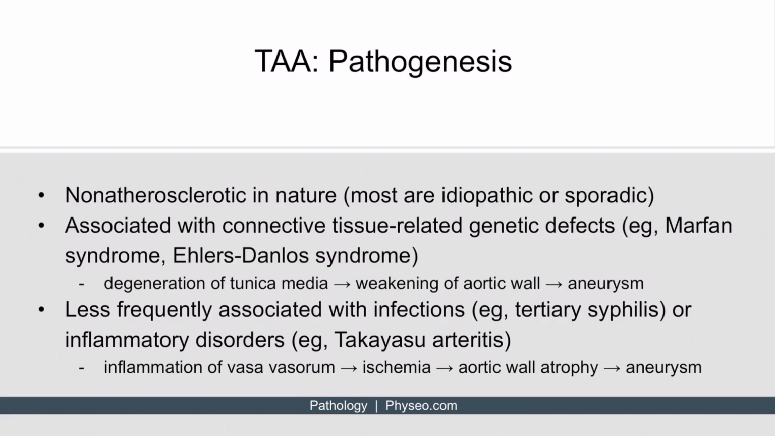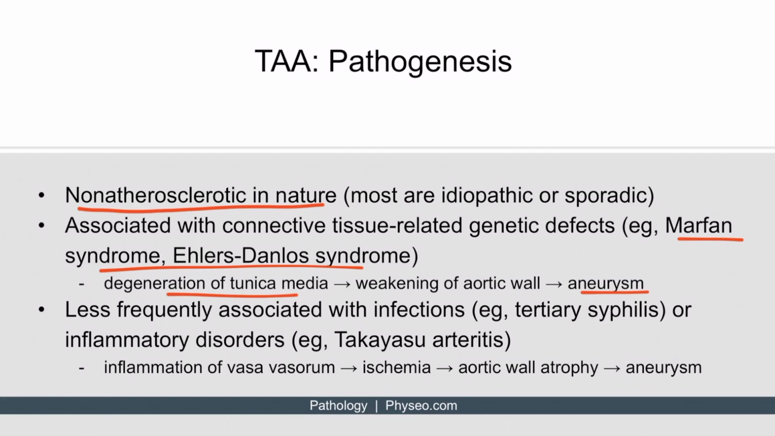All right, now let's discuss thoracic aortic aneurysm. Unlike abdominal aortic aneurysms, thoracic aortic aneurysms are non-atherosclerotic in nature. Most are idiopathic or sporadic. It's associated with connective tissue-related genetic defects, such as Marfan syndrome and Ehlers-Danlos syndrome. This is because these genetic disorders cause degeneration of the tunica media, which then weakens the aortic wall and results in aneurysm development.